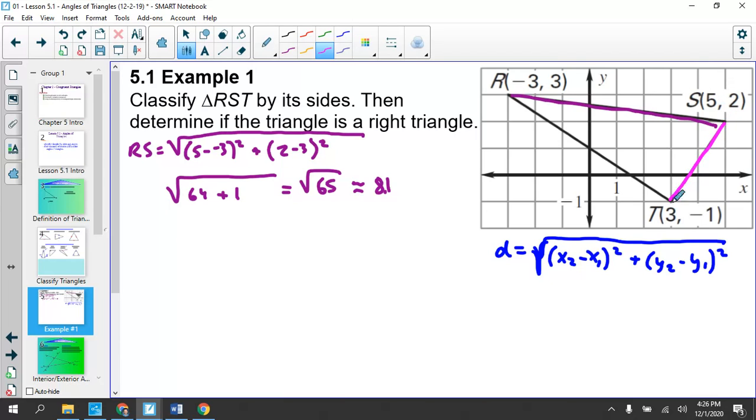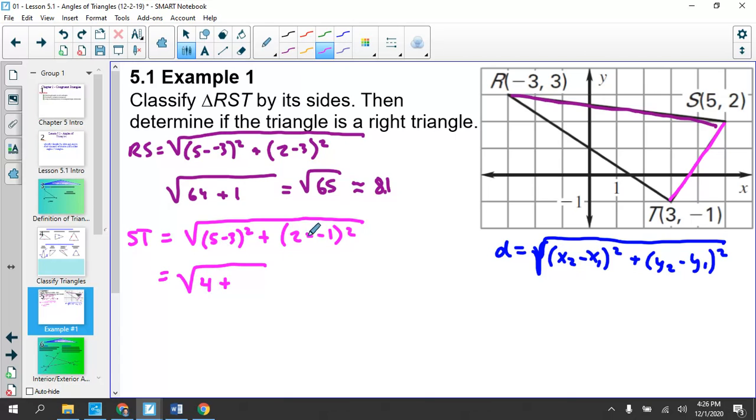So let's do this one right here, ST. My next side that I'm looking for the length of is ST. So I'm going to get my big old square root going on here. x2 minus x1, so 5 minus 3 squared plus 2 minus negative 1 squared. And here's where we can do a little bit. 5 minus 3 is 2. 2 squared is 4. And then 2 plus 1 is 3. 3 squared is 9. So this is equal to the square root of 13.